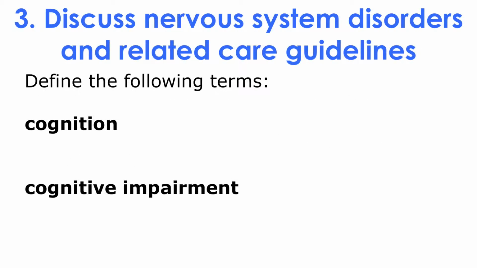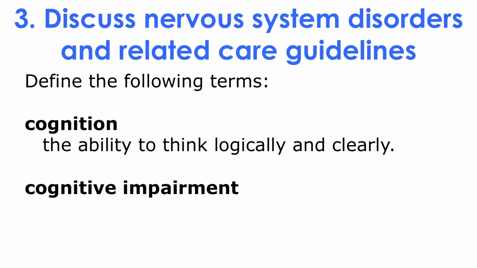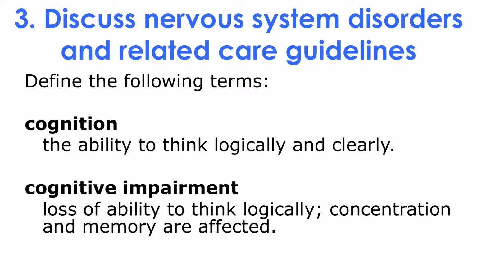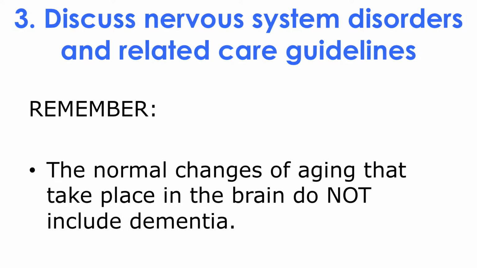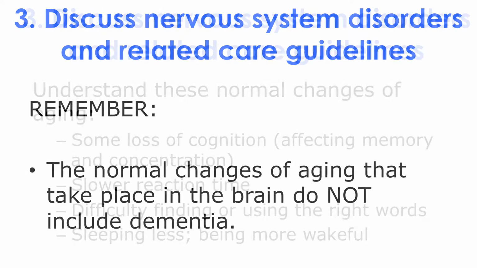Now, let's look at two terms, cognition and cognitive impairment. Cognition is the ability to think logically and clearly. Cognitive impairment, on the other hand, is the loss of the ability to think logically. Concentration and memory can be and are affected. Now, you always want to remember that normal changes of aging in the brain do not include dementia. Just because you're getting older doesn't mean dementia is going to happen for you. People think that when you get old, you're going to get dementia. Not always, okay? It is not part of the normal changes of getting older.